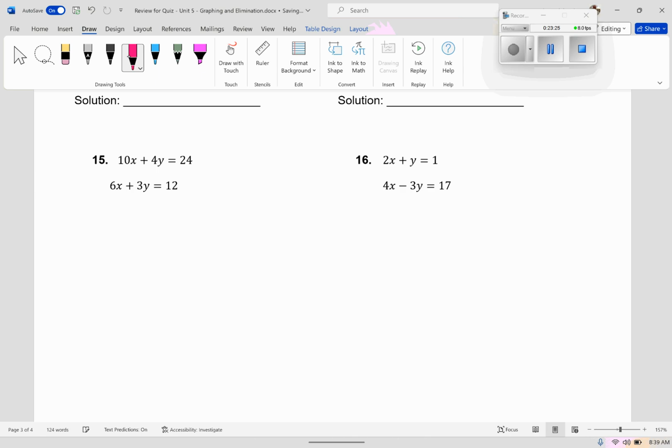All right, number 15, let's see. We have to choose either x or y to get rid of. Let's get rid of the y's. So I'm going to multiply that by a negative and that by a positive. So that's going to give me -30x minus 12y equals 3 times 24. That's -72. And then distribute here. That's going to give me 24x plus 12y equals 48.